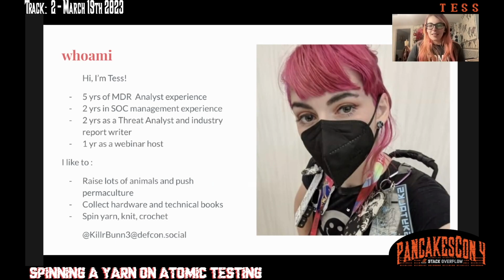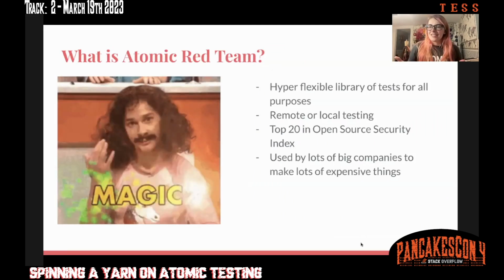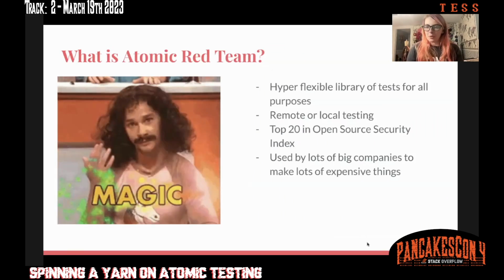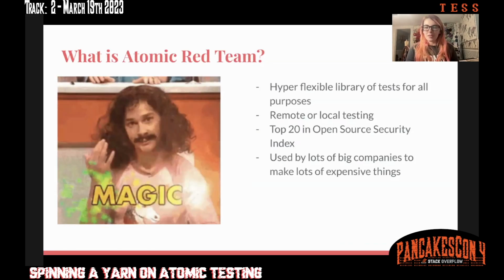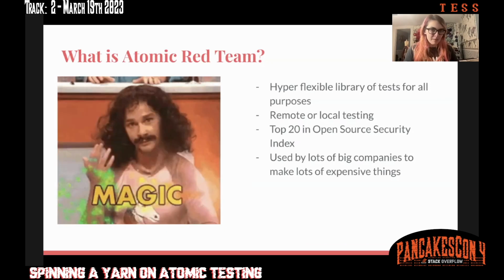It's what I do. So, what is Atomic Red Team? That's what we're here for, right? It's magic. It's a hyper flexible library of tests for all purposes, but especially to test detectors and logging capabilities. It can be run on the local machine or it can be run remotely, which is awesome for big environments or for those who just want to try it on a single VM. You can just run it on one VM. It's really cool. It's currently in the top 20 of the Open Source Security Index, so it's got mad street cred. And if that wasn't enough for you, it's used by a lot of companies as a starting point to make very big products and tools.